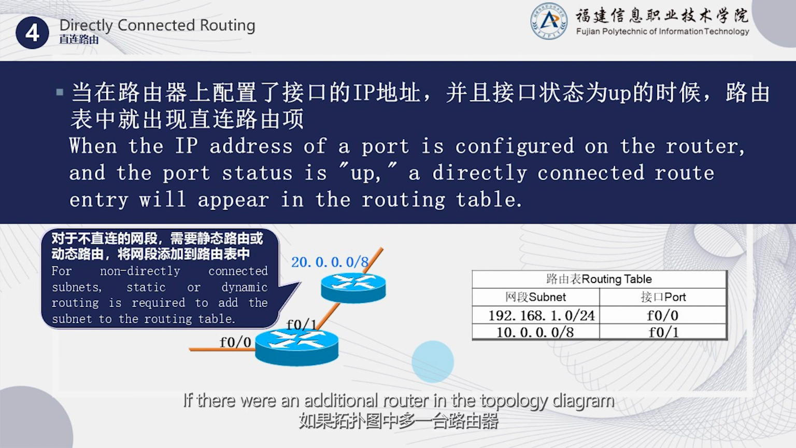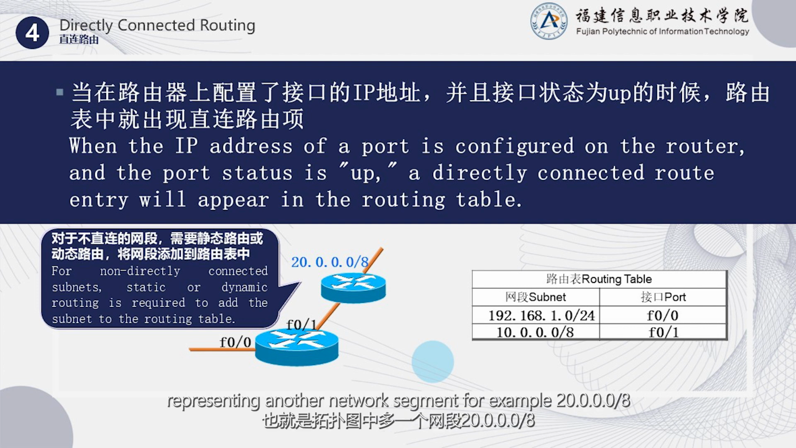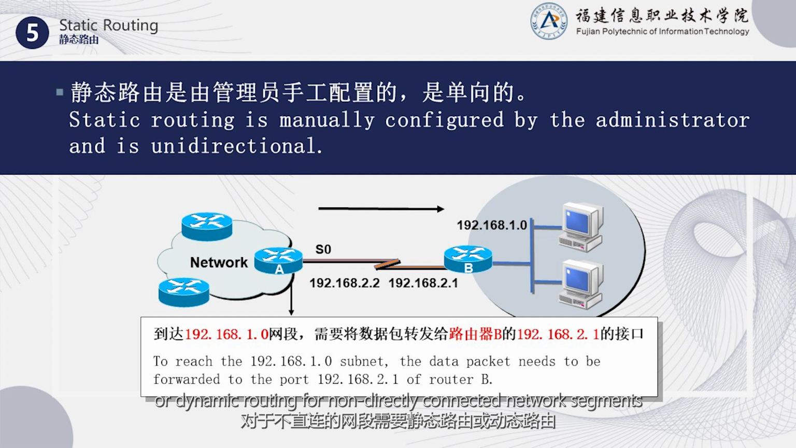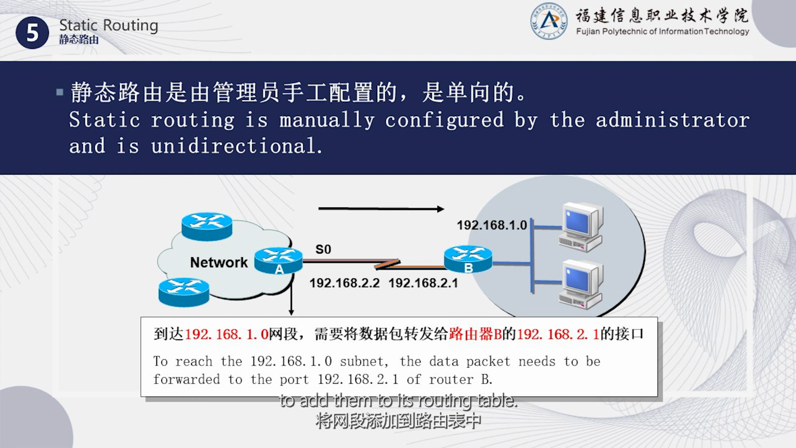If there were an additional router in the topology diagram, representing another network segment, for example, 20.0.0.0/8, this router would require static or dynamic routing for non-directly connected network segments to add them to its routing table. What is a static routing?